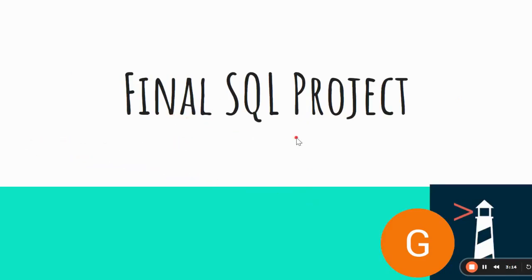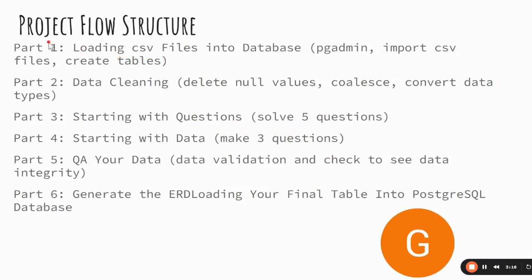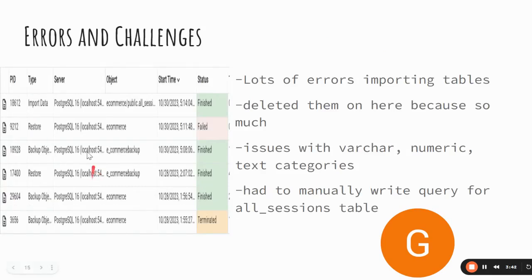The second one was on SQL. So the project flow for this one was loading CSV files into the database using pgAdmin, importing CSV files and creating tables. I did some data cleaning, deleting null values, coalescing, converting data types. I started with questions, solving 5 questions, and then I had 3 questions I had to make up. I QA'd my data as before, did data validation, checked data integrity, and I generated a relationship diagram and loaded the final table into PostgreSQL database.